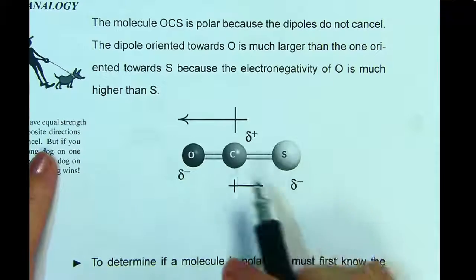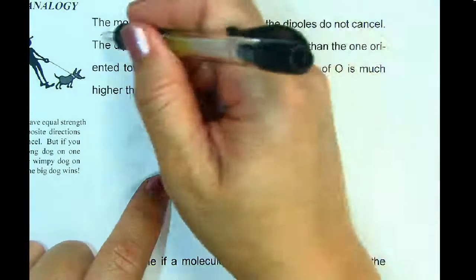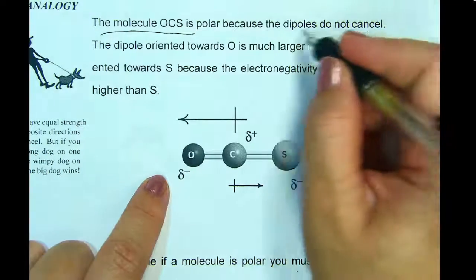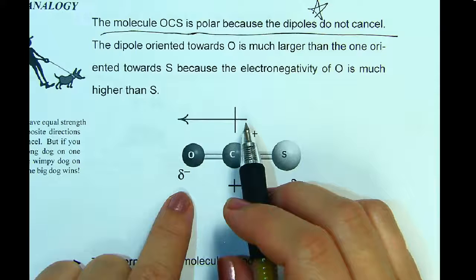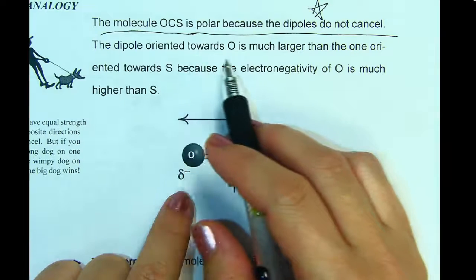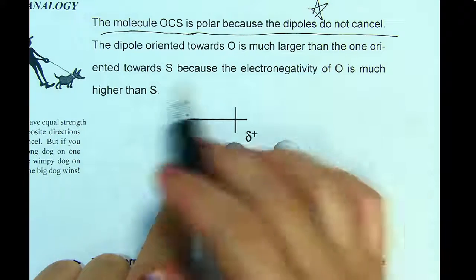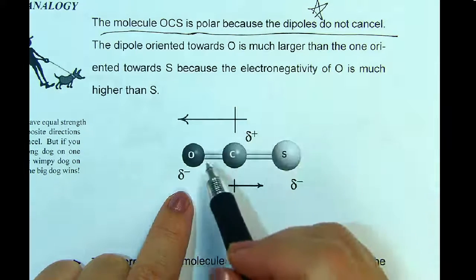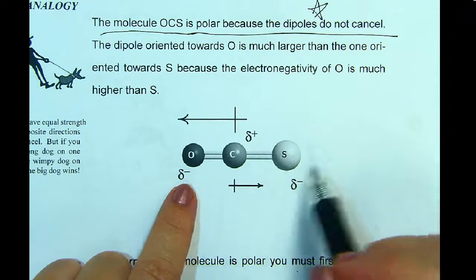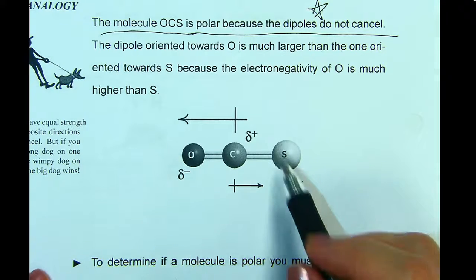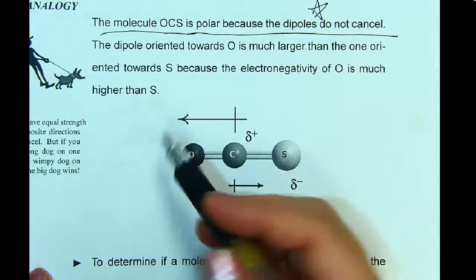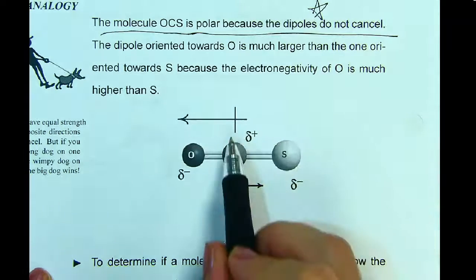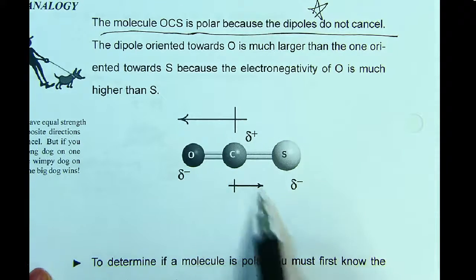The molecule OCS is polar because the dipoles do not cancel. The dipole oriented towards oxygen is much larger than the one oriented towards sulfur because the electronegativity of oxygen is much higher than that of sulfur. So there's actually an overall dipole going in this direction because this is stronger than this one is.